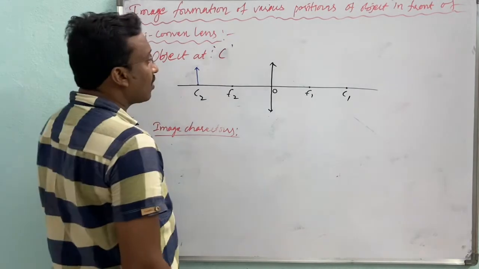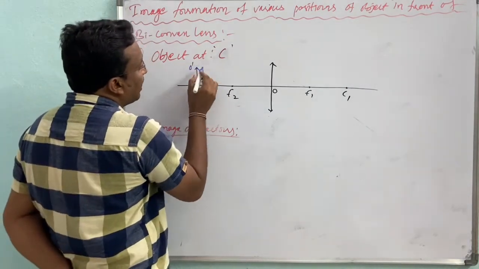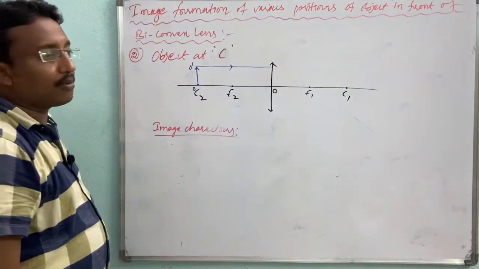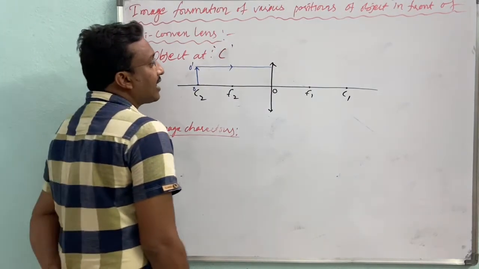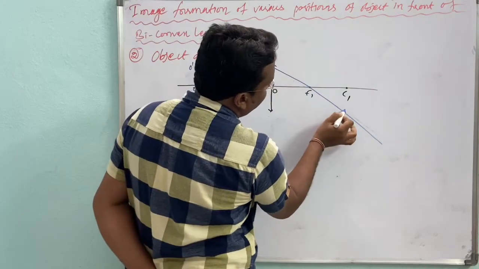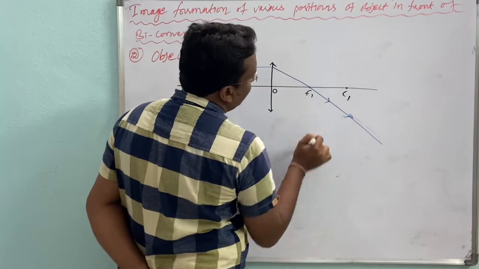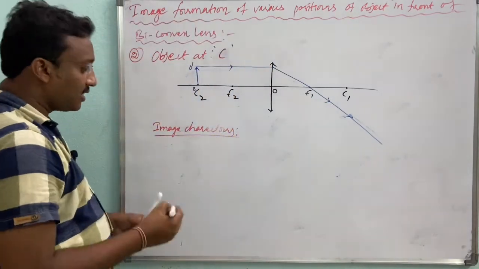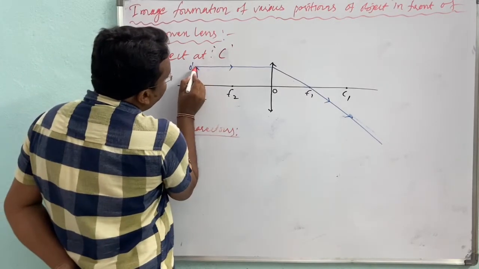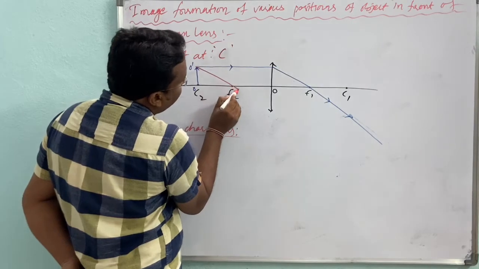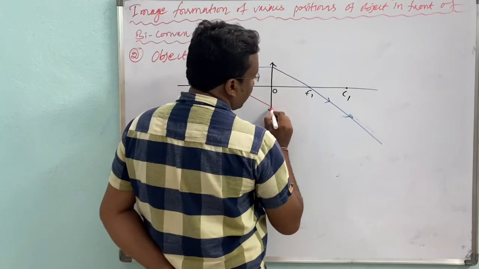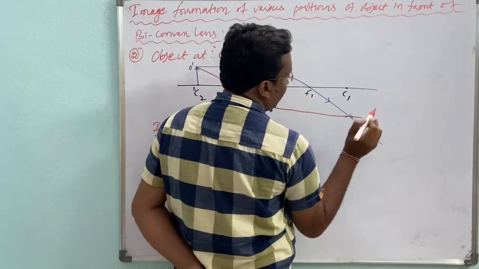Here I will use the first ray parallel to the principal axis. If it is parallel to the principal axis, after refraction, we know that it passes through the focus. This is rule 1. Rule 2 says that if the incident ray passes through the focus, after refraction, it passes parallel to the principal axis.